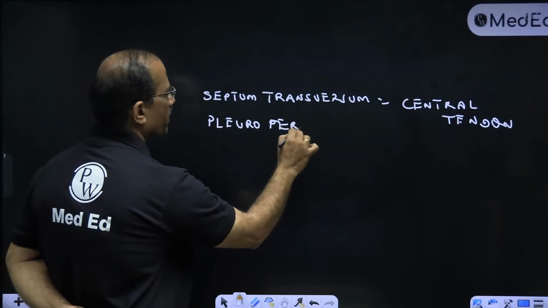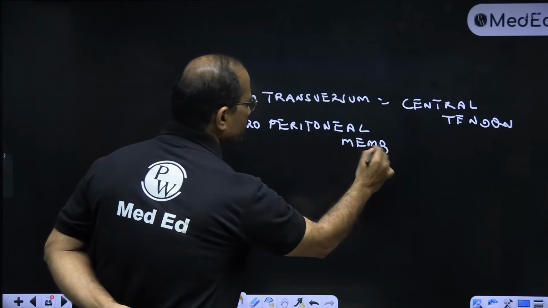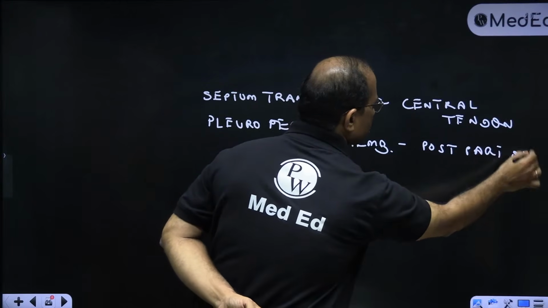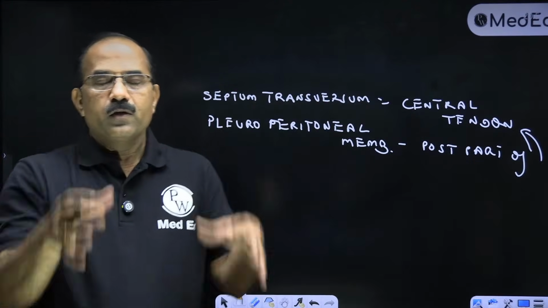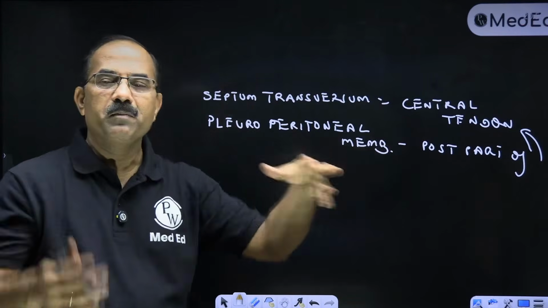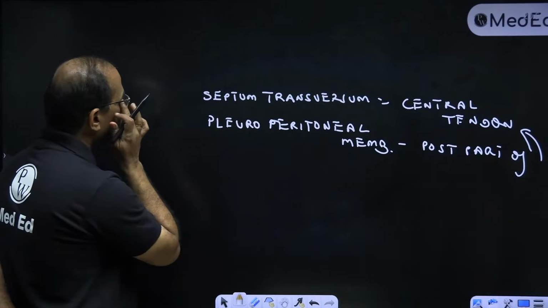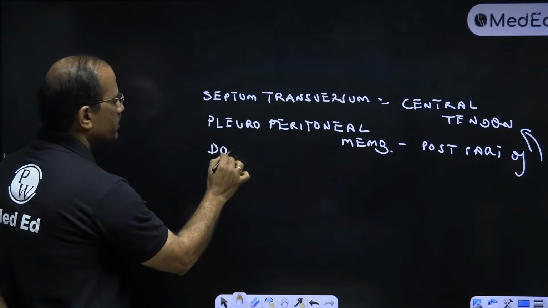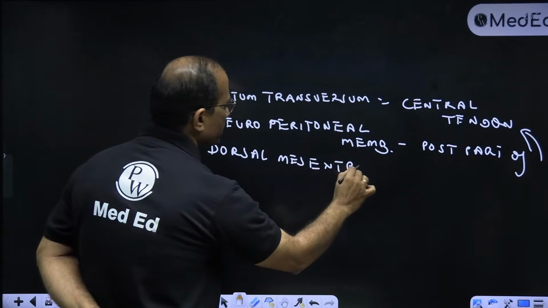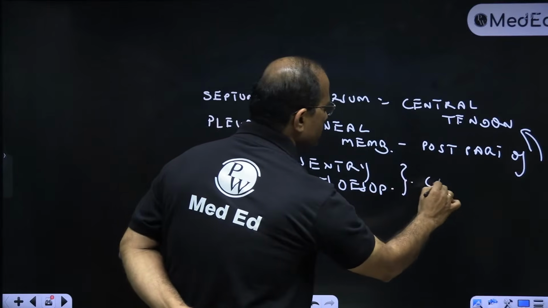The next is the pleuroperitoneal membranes. Just remember that pleuroperitoneal membranes form the posterior part of central tendon. So the main central tendon is formed by septum transversum. The pleuroperitoneal membrane forms the posterior part of central tendon. Then the dorsal mesentery of esophagus. Dorsal mesentery of esophagus forms the crus of the diaphragm.